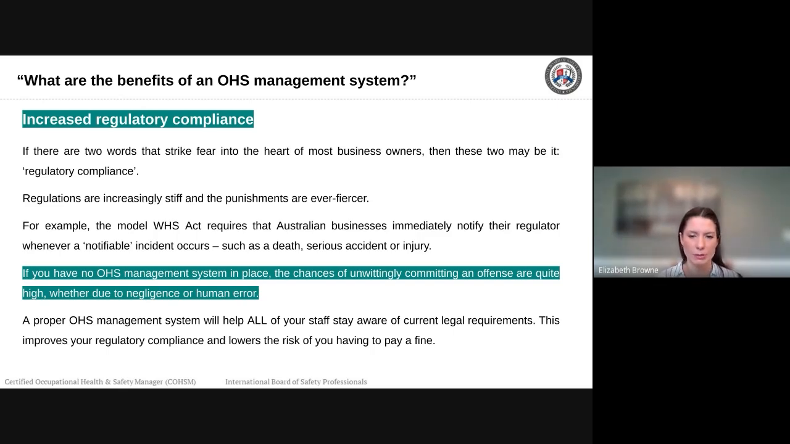If you don't have an OHS management system in place, the chances of unknowingly committing an offense are quite high, whether it's due to negligence of management, human error, whatever the case may be. There are just so many things we have to consider in our occupational health, safety, and environmental program that it is really quite difficult to do without some type of systematic way to do this.